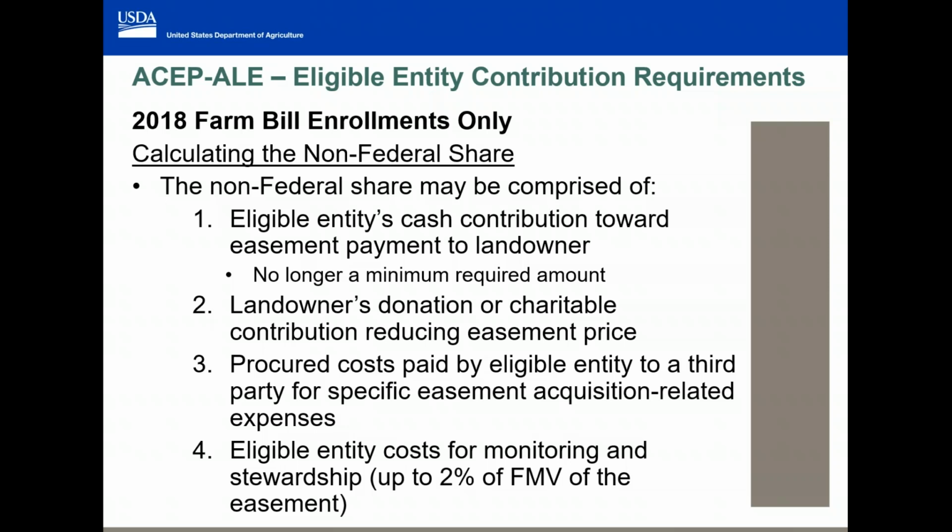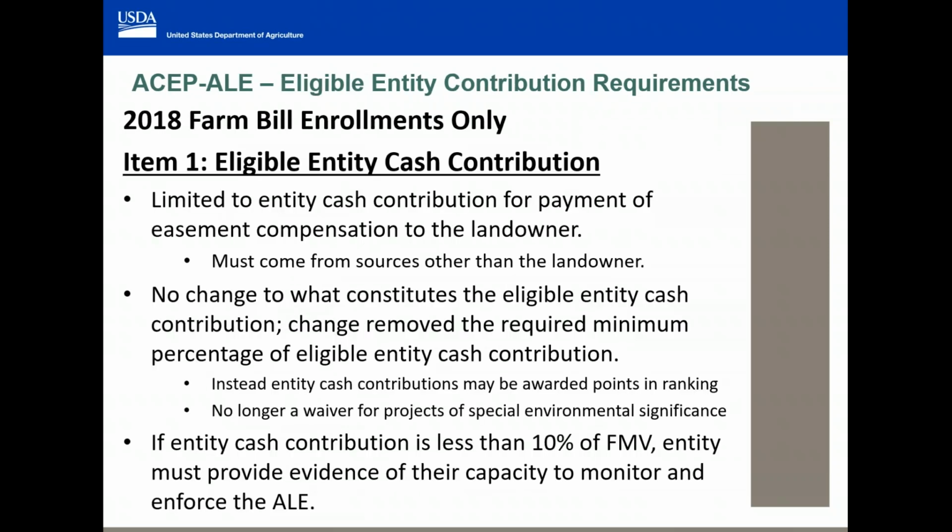Those will be new forms for 2018 enrollments, and as I mentioned earlier, they'll be coming out with the fiscal year 2020 implementation guidance. I just want to remind everybody, and you'll hear me say this multiple times, that any funds contributed by the landowner can only count toward item number 2. If the landowner contributes funds toward 1, 3, or 4, then they can't be counted toward the non-federal share.